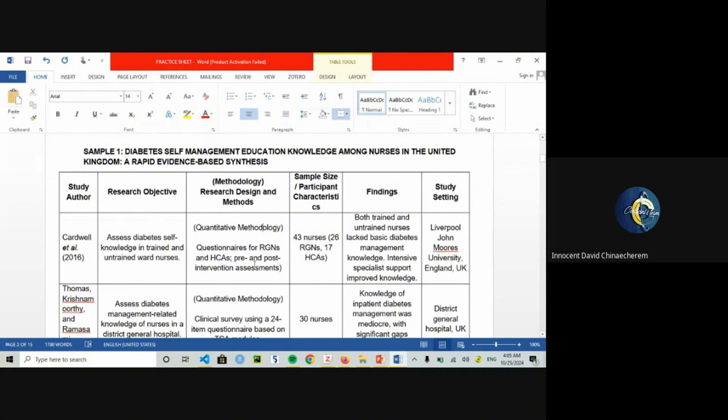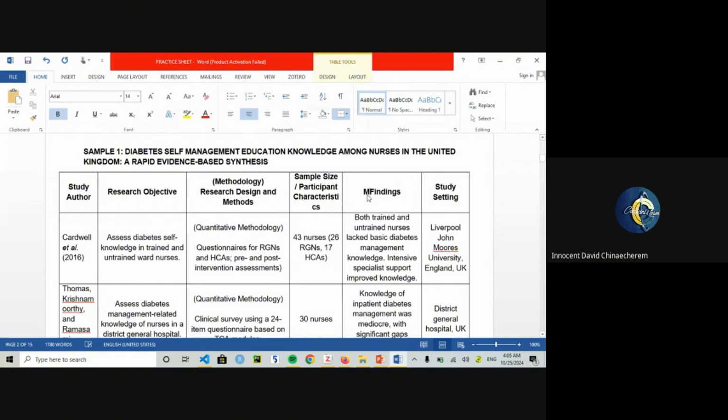So this is just more like a randomized study. That could be that, and we'll have 43 nurses, sample size 26 RGNs, which is 17 HCAs, which is healthcare assistants. Now, in terms of the findings here, what was extracted is that both trained and untrained nurses.